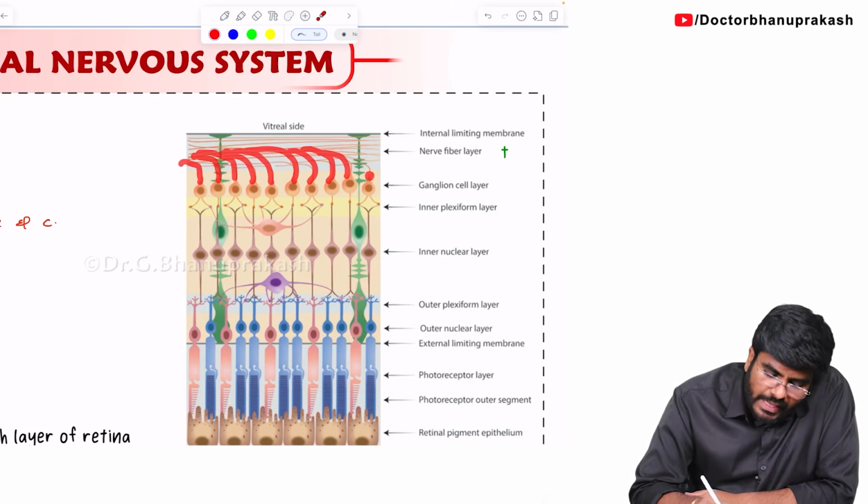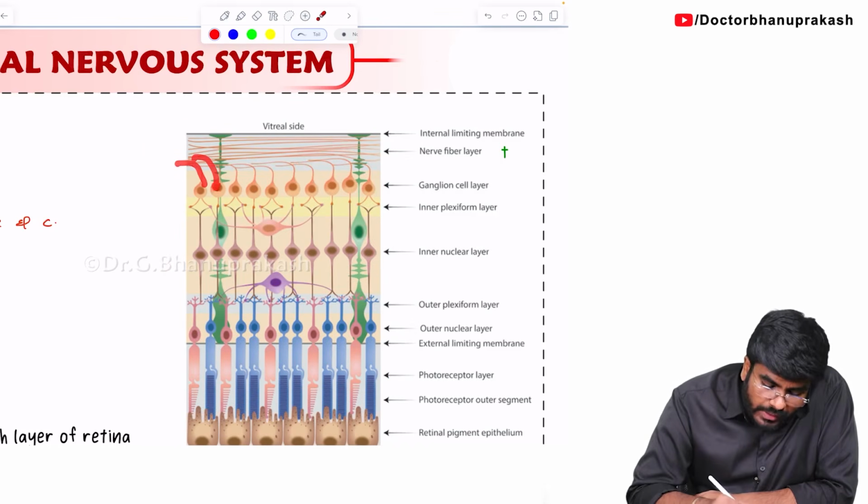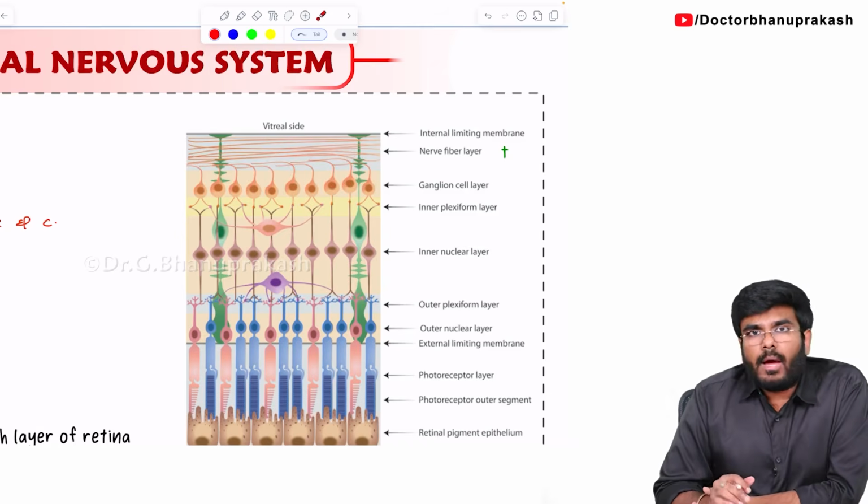Now these ganglionic cell axons are coming together and forming a nerve. What is that nerve? The nerve is nothing but the optic nerve. So now, tell me, the optic nerve is formed by the axons of the ganglionic cells. It's the axons of the ganglionic cells which are ultimately going to form the optic nerve.